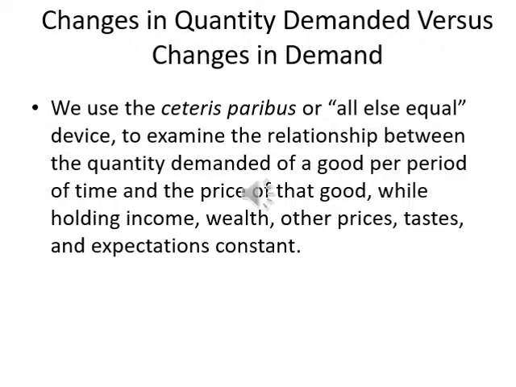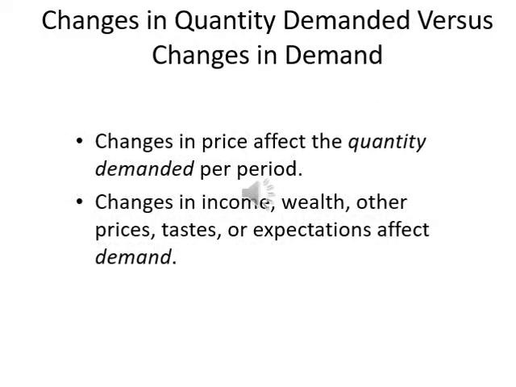We use the ceteris paribus, or all else equal, device to examine the relationship between the quantity demanded of a good per period of time and the price of that good, while holding income, wealth, other prices, tastes, and expectations constant. Changes in price affect the quantity demanded per period. Changes in income, wealth, other prices, tastes, or expectations affect demand.